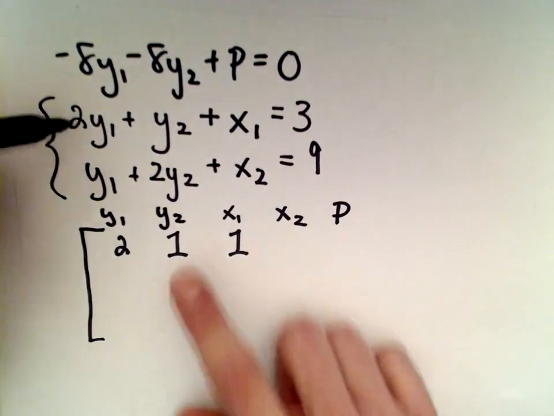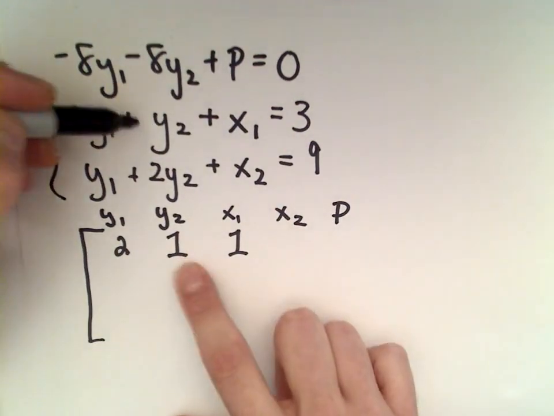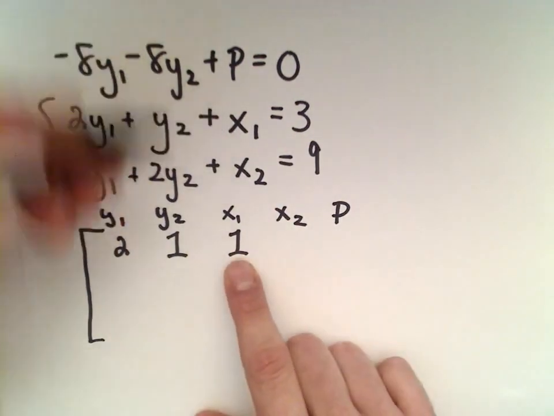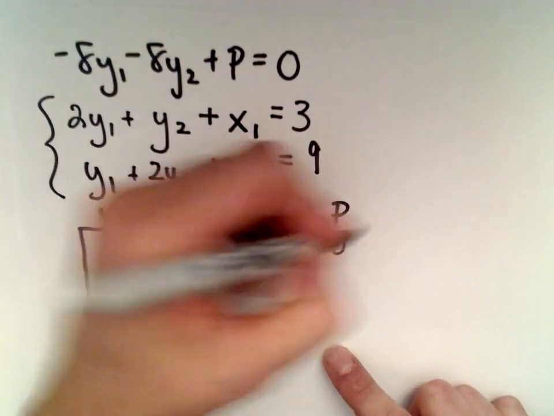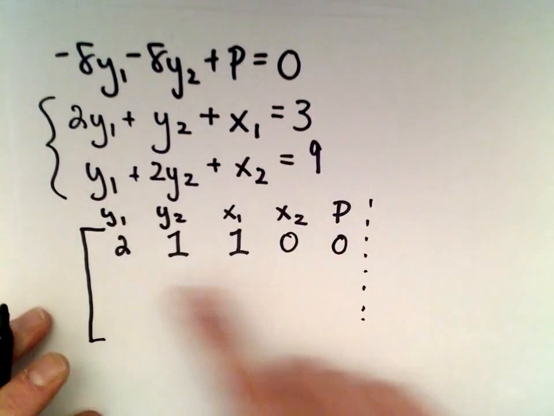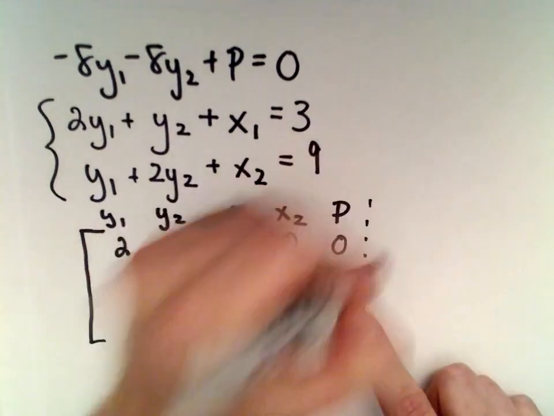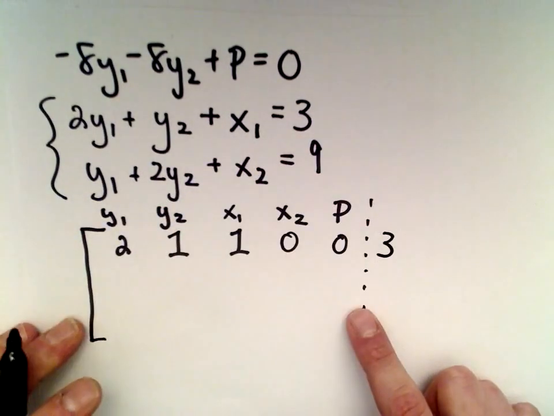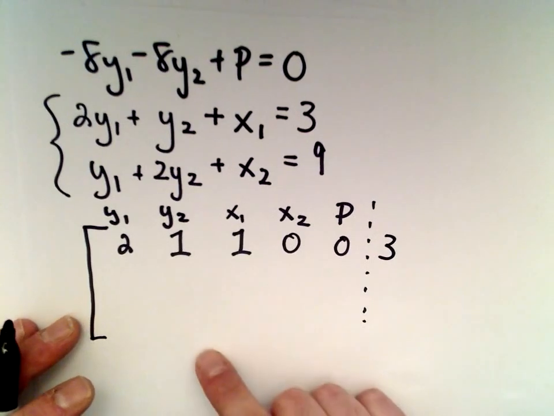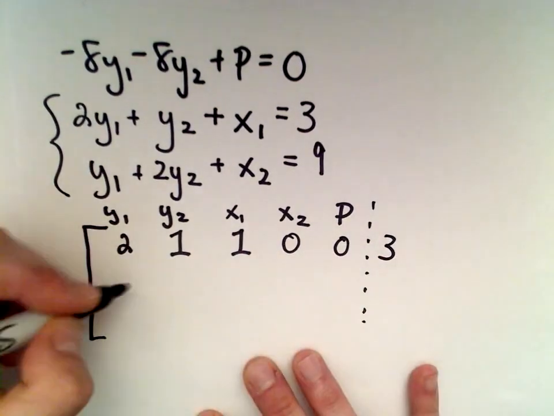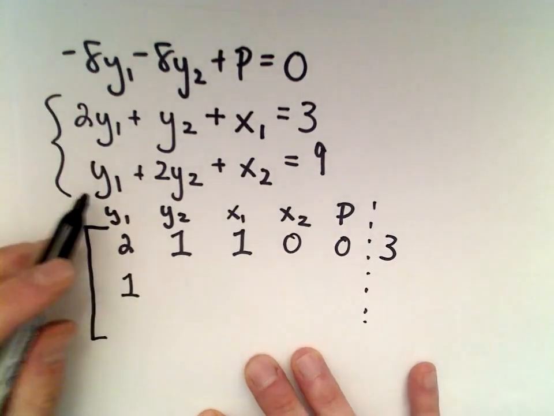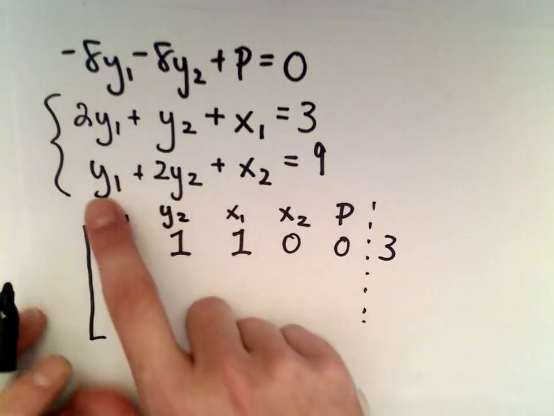So I've got 2y sub 1 plus 1y sub 2 plus 1x sub 1. We don't have any x2s in that equation, we don't have any p's. But now we'll include our number 3 over to the right. I always try to be a little careful on these because if you just mess up one little thing, it all just turns wonky and it won't work. So I always get a little nervous.